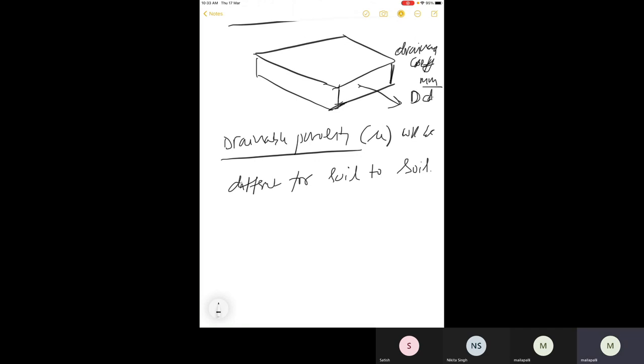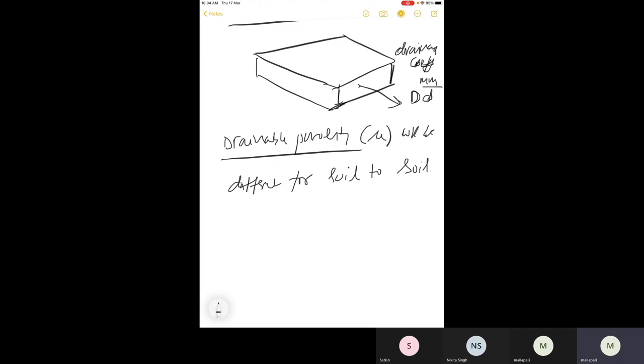Suppose you have heavy structured soil, like clay soil, right? The water holding of clay soil will be higher. So suppose you bring the water table from position one to position two, the amount of water drained will be less compared to sandy soil. In sandy soil, the gravity effect will be more, so the pores can be emptied easily compared to clay soils. That's why the drainable porosity will be highest in sandy soils and lowest in clay soils.